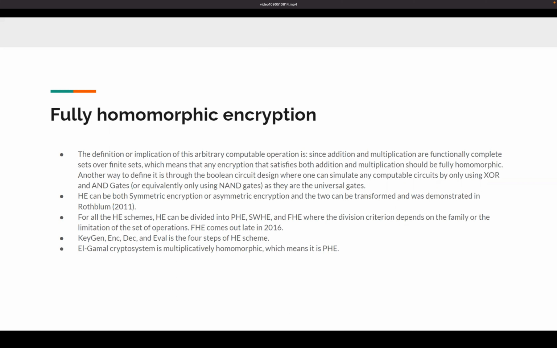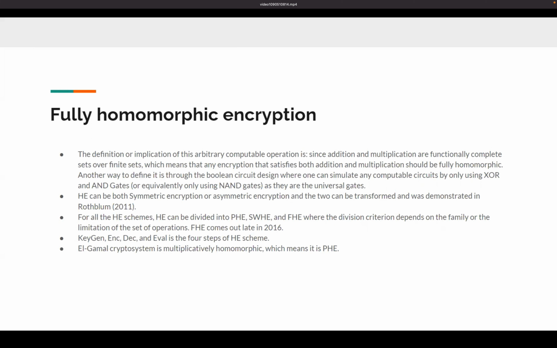Another way to define it is through Boolean circuit design, where one can simulate any computable circuit by only using XOR and AND gates, or equivalently only using NAND gates, as they are the universal gates. Actually, it can be either symmetric encryption or asymmetric encryption, and they can be transformed into each other. This was demonstrated in 2011.